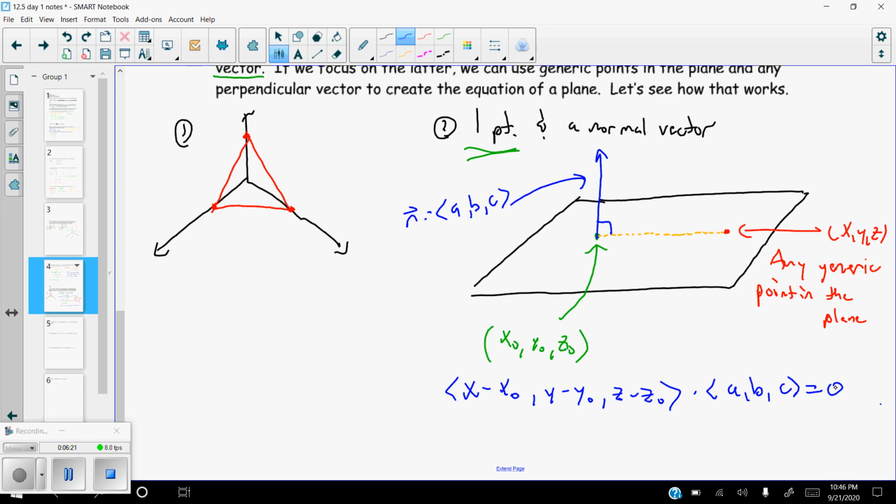So let's actually go ahead and perform the dot product. I'm going to multiply the first component times the first component, so I'm going to get a times x minus x naught, plus the second component, which is b times y minus y naught, and then plus c times z minus z naught equals 0. And there it is. That is the equation of the plane.